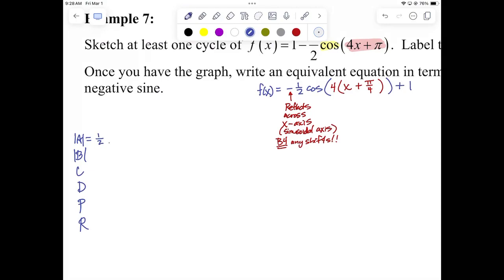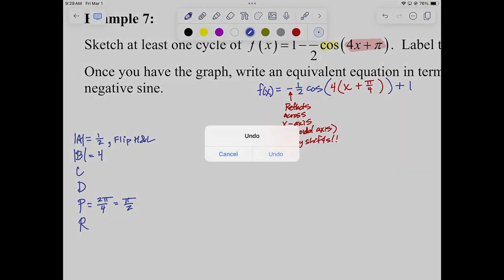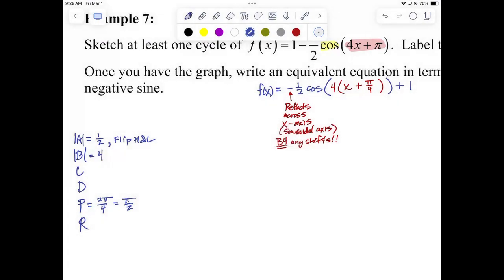Now I'm going to put a little note to myself there because it's negative. Then I'm going to flip the highs and lows. How many cycles do I see between 0 and 2 pi? Four. That's going to change my period. So I jump down to P, and it's 2 pi over 4, which simplifies to pi halves. There's my new period. I complete one cycle between 0 and pi halves.